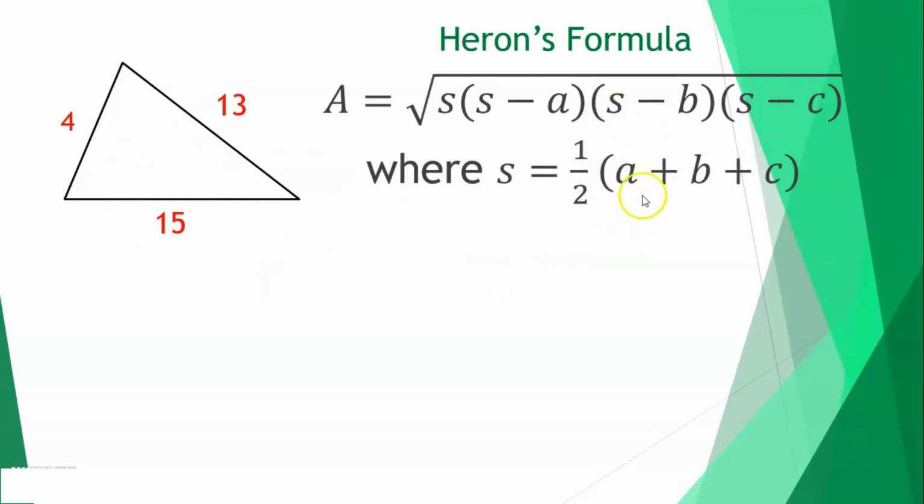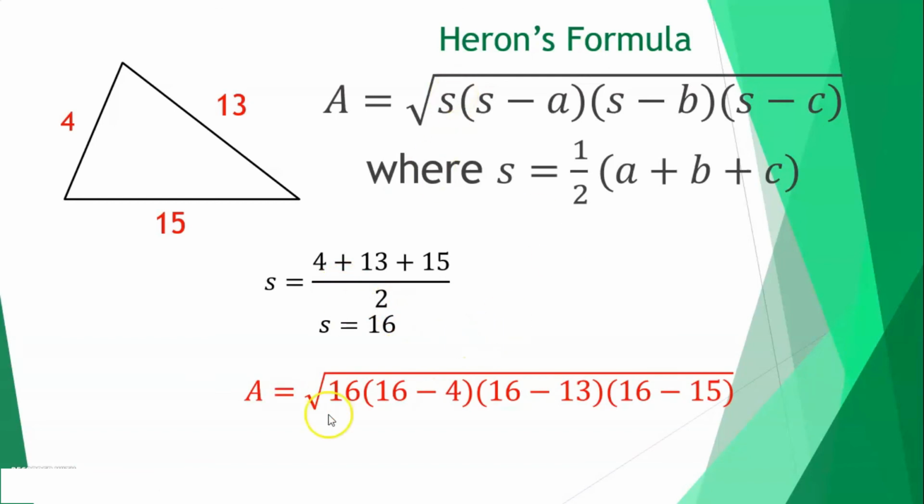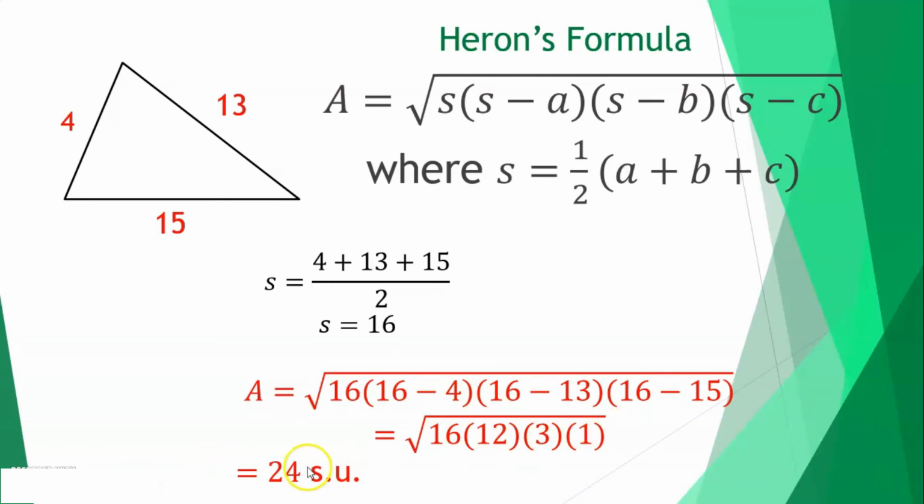So the S stands for semi-perimeter, and A, B, and C are the sides of the triangle. So making use of Heron's formula, and with this given, let's solve first for the semi-perimeter. That's 4 plus 13 plus 15 divided by 2. So we will end up here with 16. So again, 13 plus 15 plus 4, that would be 32. Divided by 2, we will end up with 16. So to solve for the area here, that would be 16 times 16 minus 4 times 16 minus 13 and 16 minus 15. So getting the square root, this would be 16 times 12 times 3 times 1. So with that, the area here is approximately 24 square units.